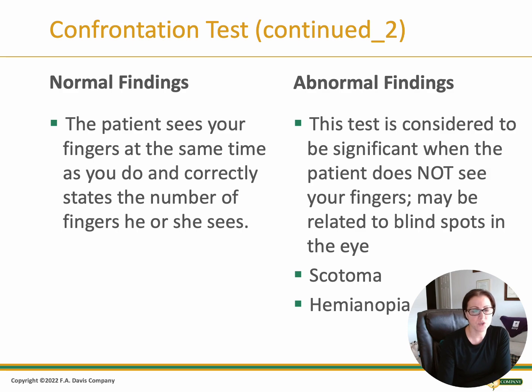The patient sees your fingers at the same time you do and correctly states the number of fingers they see. And you just repeat it from one side to the other. An abnormal finding is when they don't see your fingers. And if that's the case, there might be some blind spots related to that particular eye. And then further eye assessments need to be done.